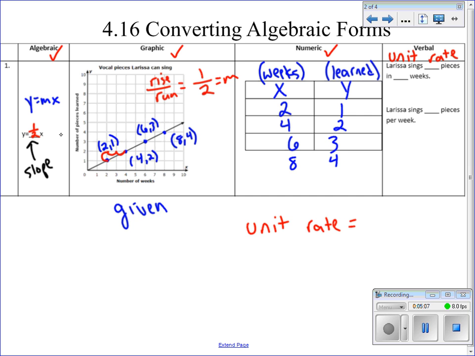Remember, our unit rate is just like our slope, which they're the same, which we found is 1 over 2. But let's explore exactly what the 1 is and what the 2 is. Remember, unit rate, slope, rate of change, all of that, they're always y's over our x's. So let's look at what y was. Our y value here was one piece that was learned.